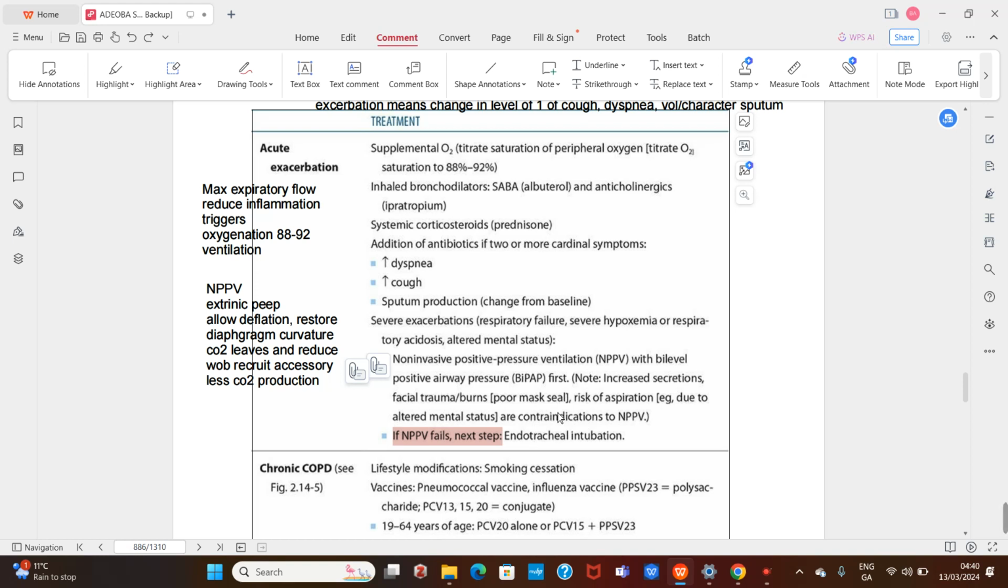Would you not call intubation invasive? Intubation is invasive because you are going into the airway. So that is invasive. It's no longer non-invasive. Once you intubate, you have invaded into the person's airway.